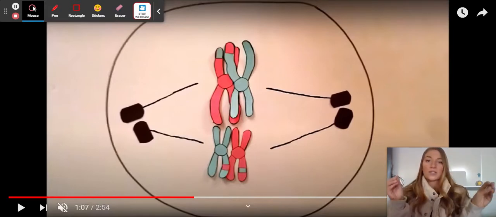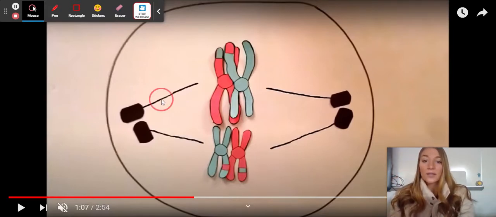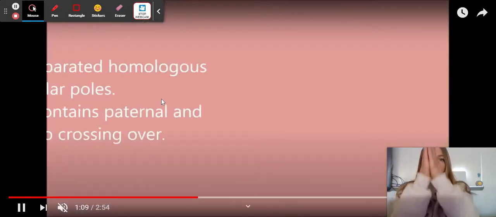We won't pull apart the sister chromatids. So in metaphase 1, look at the difference. The chromosomes are lined up next to each other down the middle.